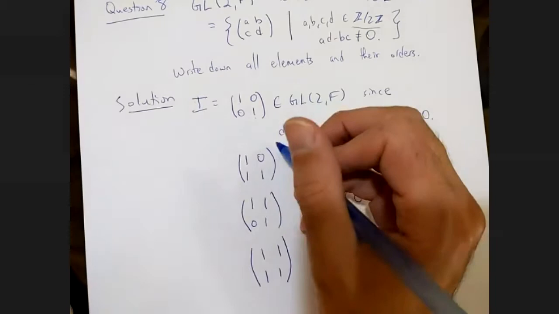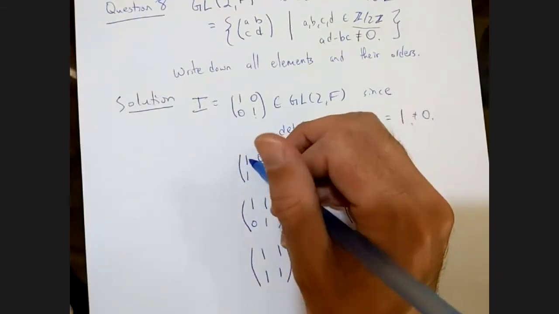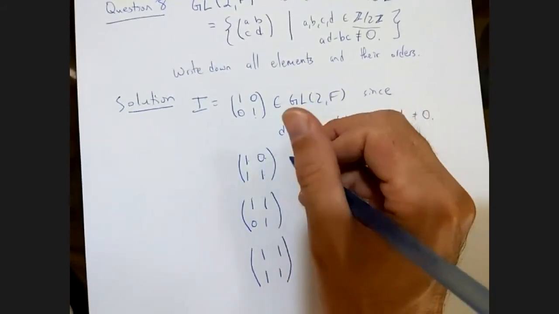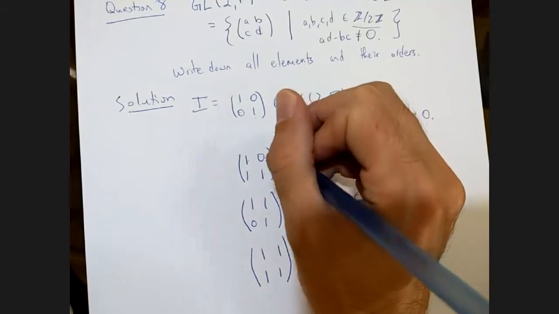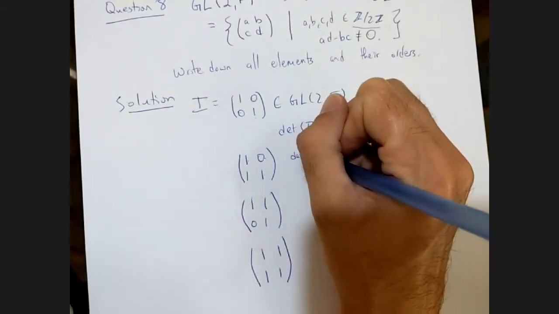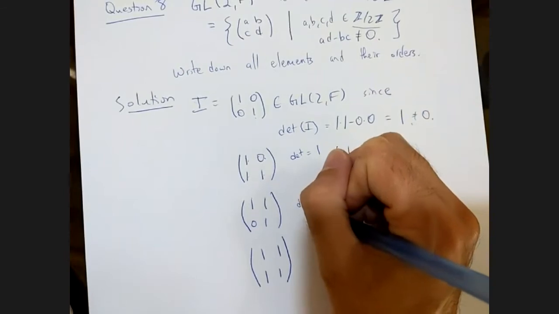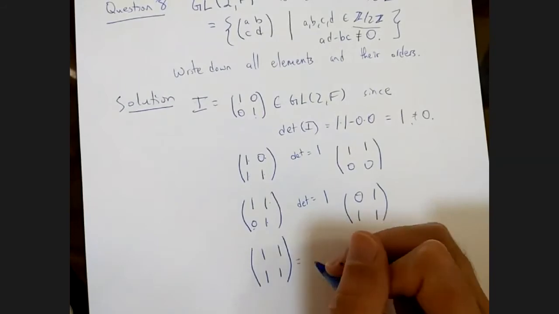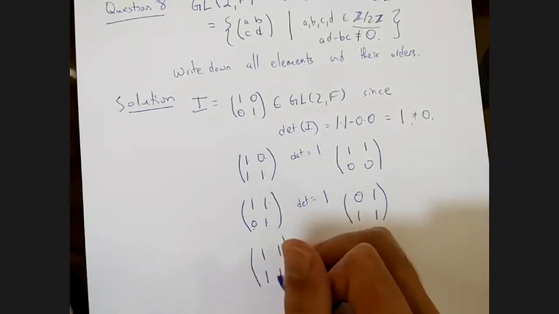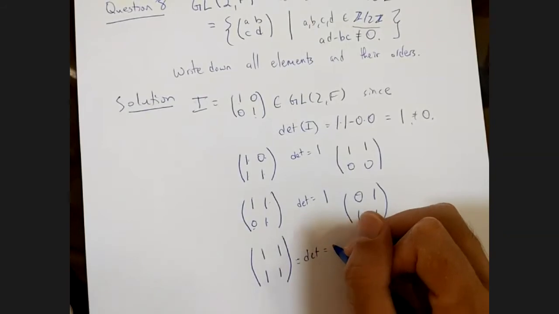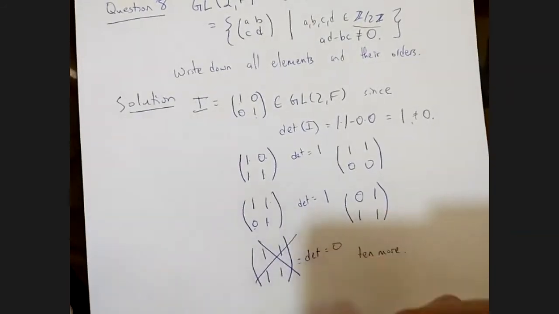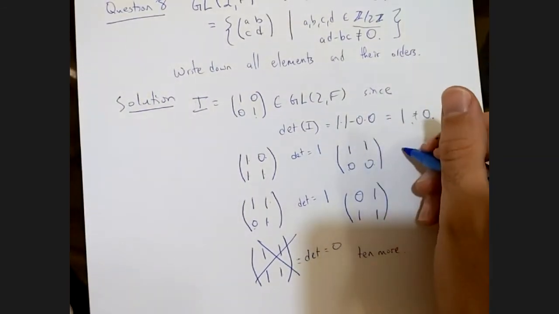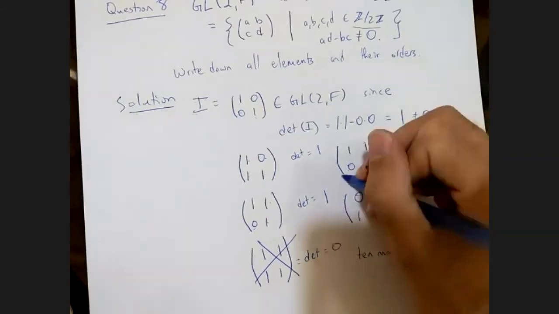So let's compute the determinant of each one. So 1 times 1 minus 1 times 0, that's 1. So here we have determinant equals 1. Here we have determinant equals 1 times 1 minus 0 times 1. That's 1. Here we have the determinant is 1 times 1 minus 1 times 1. That's 0. We don't have to worry about that one. Here the determinant is 1 times 0 minus 0 times 1. That's 0. Don't have to worry about that.